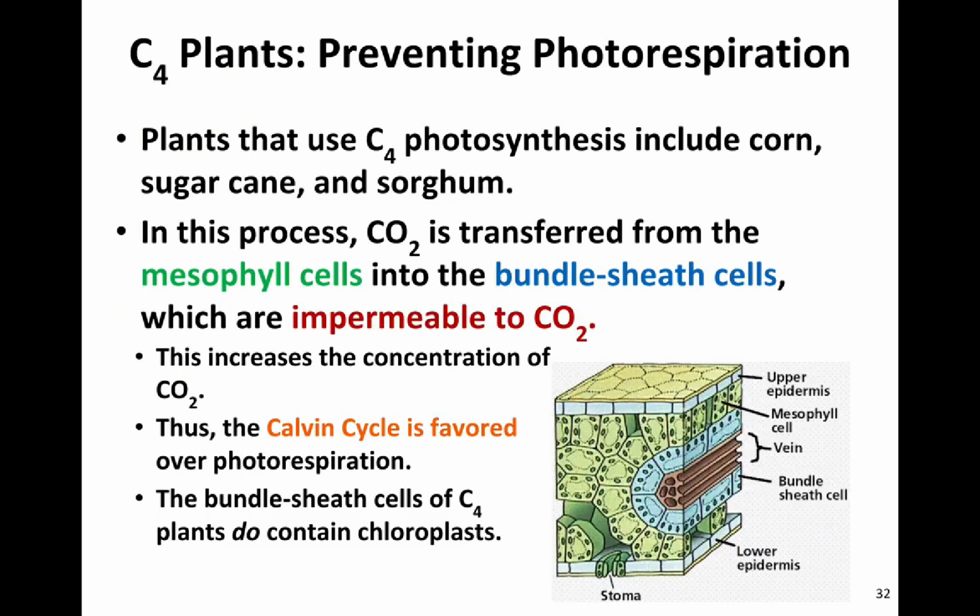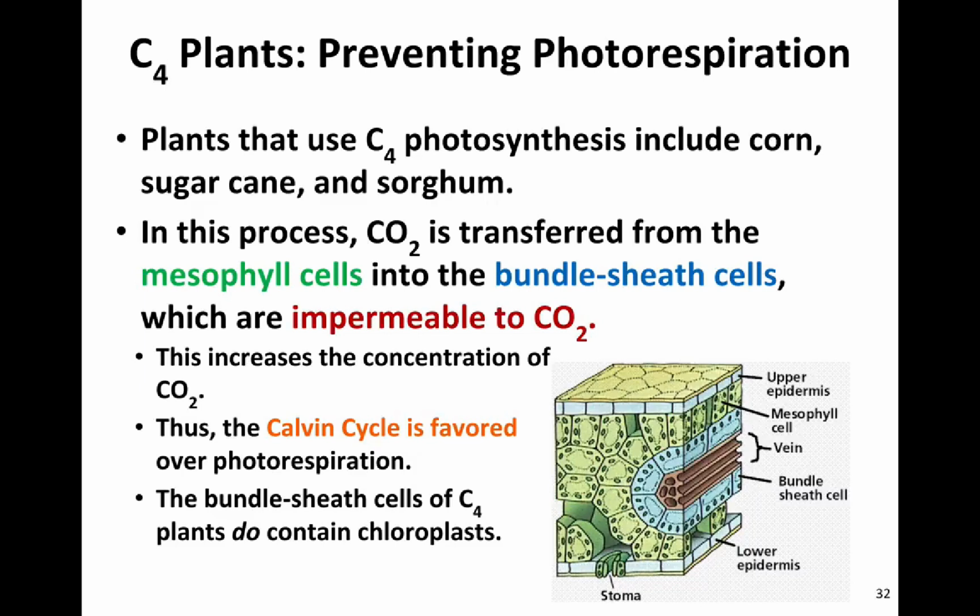C4 plants are, for example, corn, sugarcane, sorghum. Those are all examples of C4 photosynthesizing plants. And the CO2 in those plants is transferred from the mesophyll cells to the bundle sheath cells, where it cannot escape. So it's being stored in this impermeable membrane that won't allow it to exit the bundle sheath cells once it's put in there. And this actually increases the concentration of CO2. And so that will favor the Calvin cycle over photorespiration, and they will start to photosynthesize mostly the same way as the C3 plants.